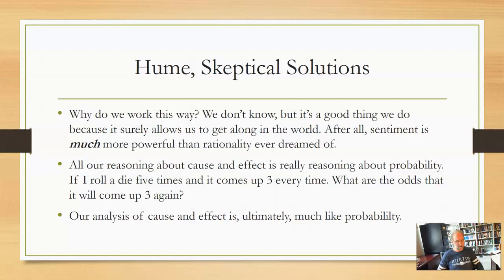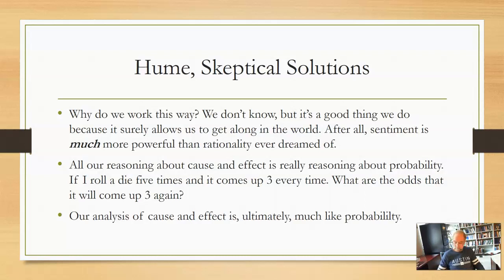So, all of our reasoning about cause and effect is really reasoning about probability. Let's say I have a die in my hand right here, and I roll it 5 times. Every time I do it, it comes up 3. What are the odds it will come up 3 a 6th time? Of course, we know it's the same as the first time. It's 1 out of 6, always 1 out of 6 every single time. Now, if a die has a 3 on all but one of its 6 sides, then I will expect the 3 to come up more. The mind is simply drawn to this, to the belief. Two events with regular occurrence together, we expect those to occur together. So our analysis of cause and effect is ultimately like probability. The greater number outweighs the smaller, and we're compelled to believe it.